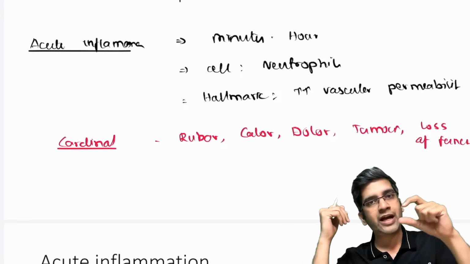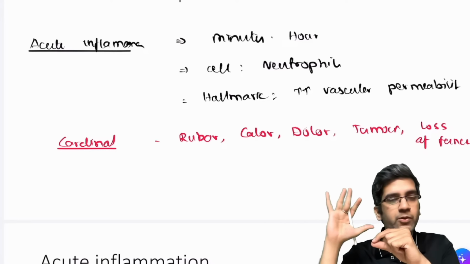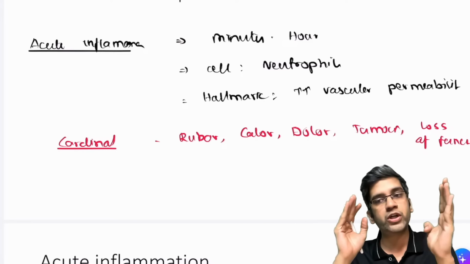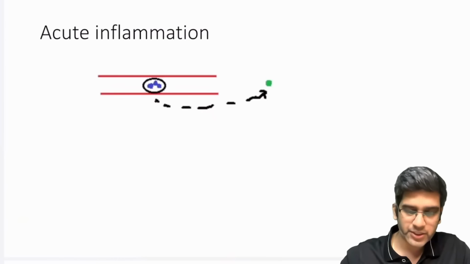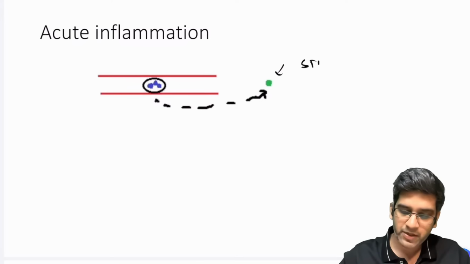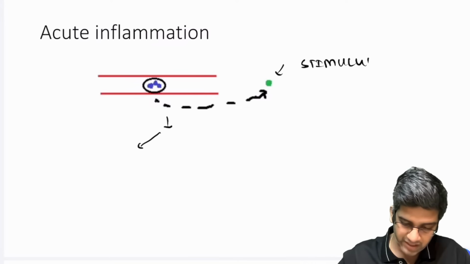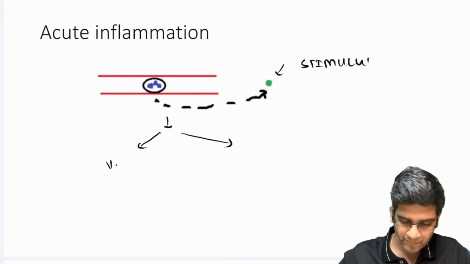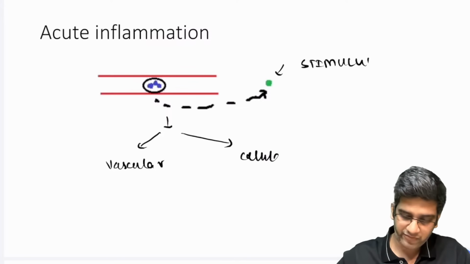Whenever there's a stimulus, I am going to have cellular and vascular phase happening together, and obviously the cell is going to come outside. The emphasis is going to be more on the cellular phase and not the vascular phase, right? So, when you say acute inflammation, maybe draw a diagram like this and say that there is a stimulus here. Because of the stimulus, the goal is for the cell to come outside and destroy it. In this process, we can divide the initial thing into a vascular phase and a cellular phase.